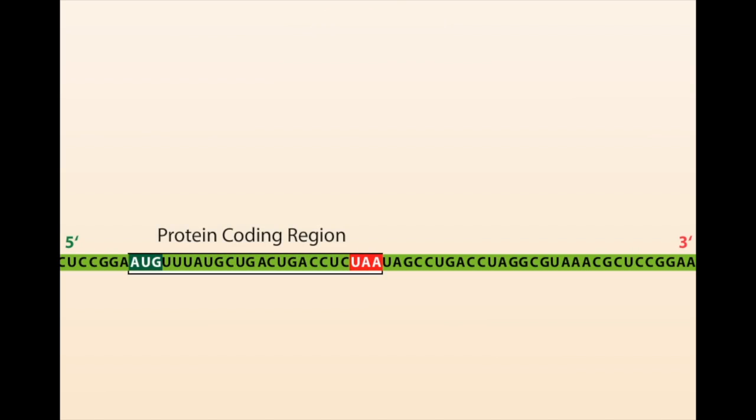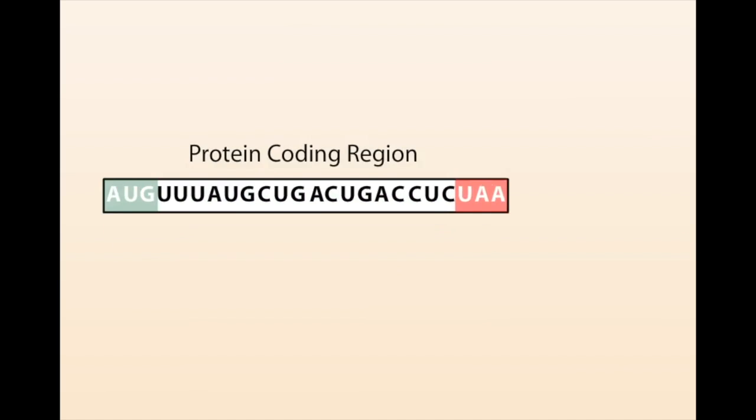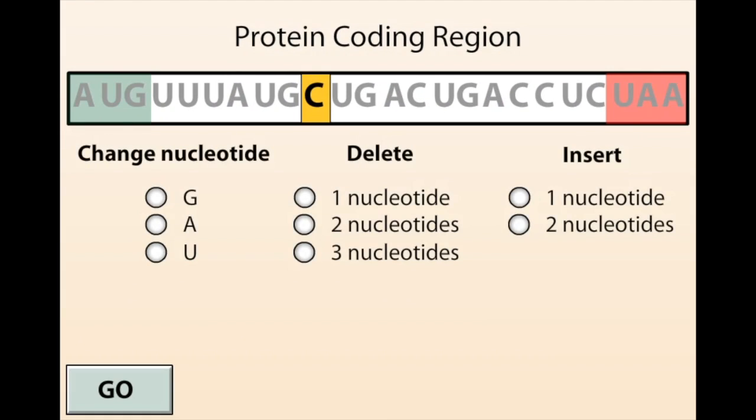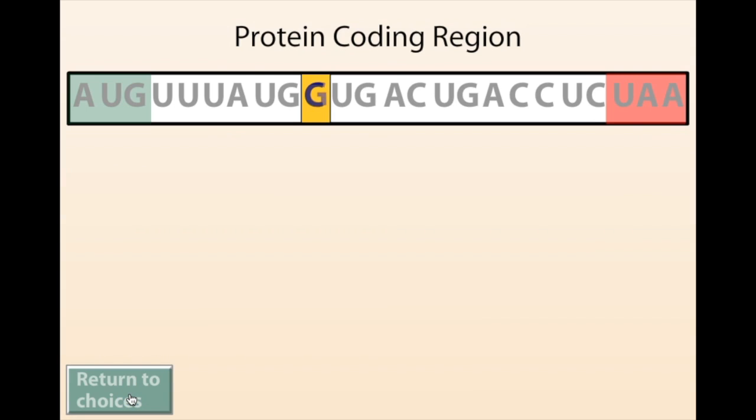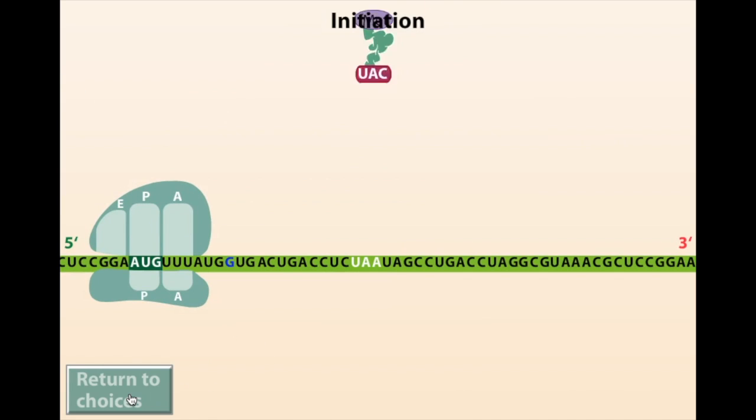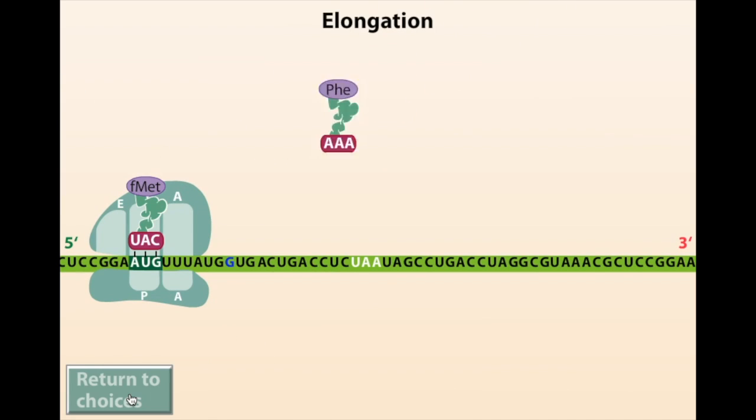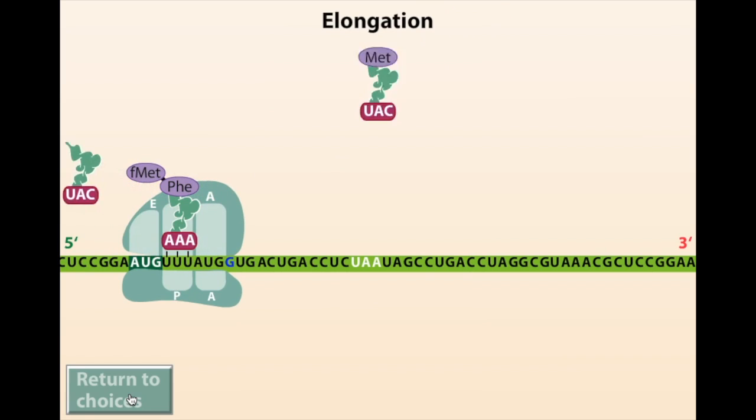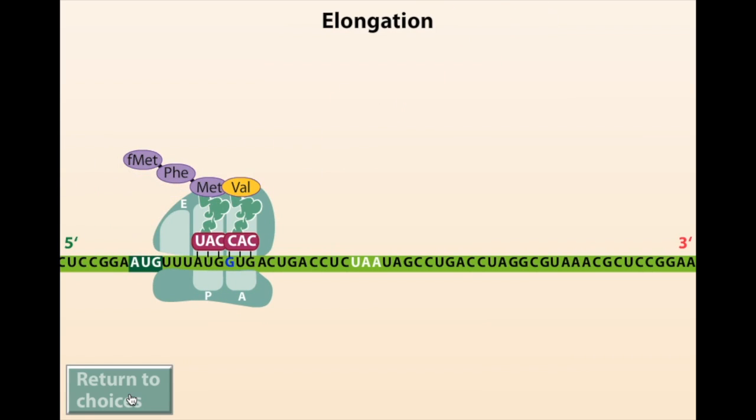What are the consequences of mutations in the protein coding region? Design a mutation at the highlighted base and discover its effect on the protein sequence. So let's change this nucleotide to a G. In this example, the point mutation causes a leucine residue to be replaced by a valine residue.